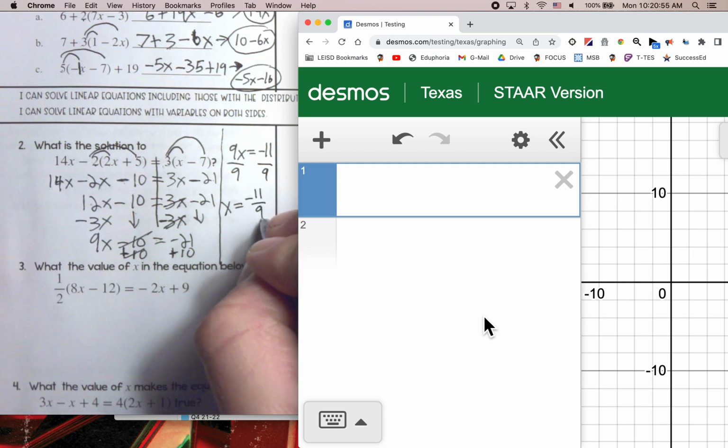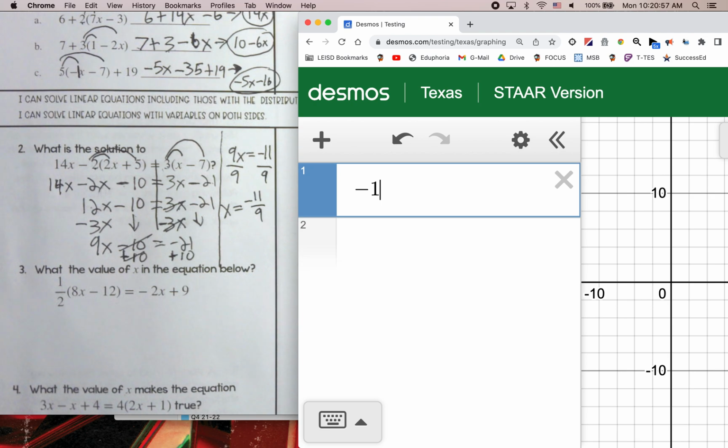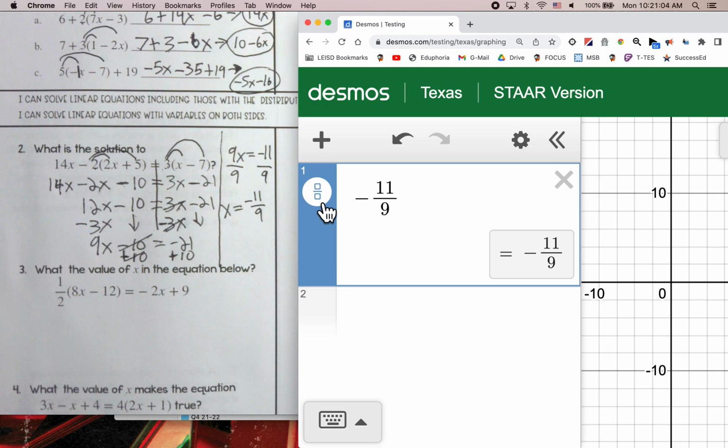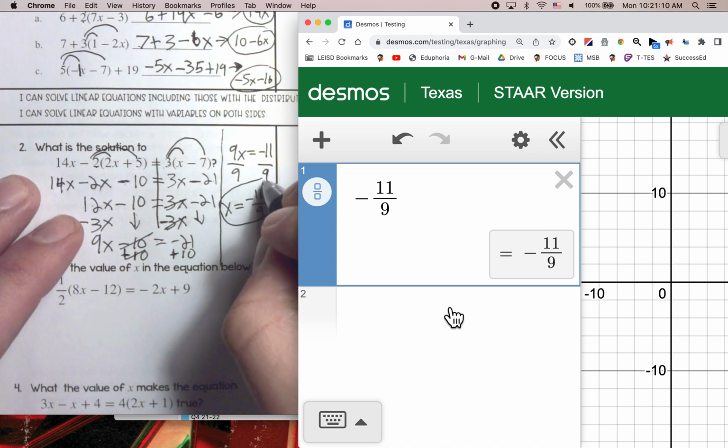Now, why did I leave it as a fraction? Well, if I type negative 11 divided by 9 in my calculator, it gives me a nasty decimal. So as a simplified fraction, it is just negative 11 over 9. There's my answer right there. Oh, and always circle your answer. Okay?